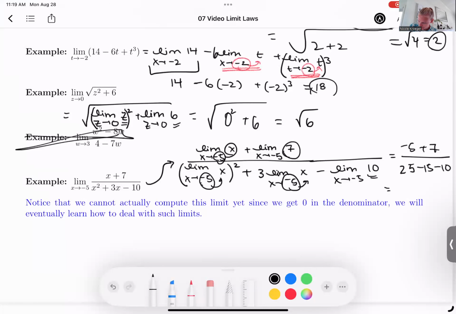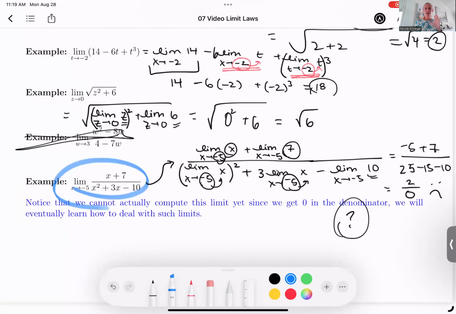Now we notice we get 2 over 0 again. That's very sad. Remember, our limit laws told us that they don't actually apply if we get 0 in the denominator, so we don't know what to do here. So trying to solve problems like this one in particular, that's our long-term goal. How do we deal with this? How can we simplify this so we can make this work? And it's going to behave. It's not going to be too bad. We just have to figure out what will happen here.